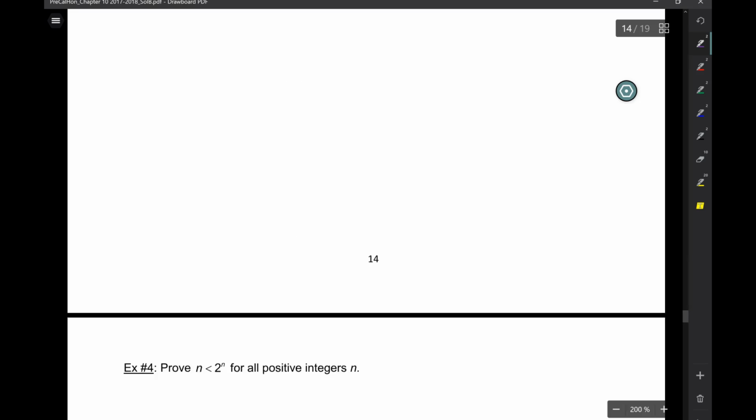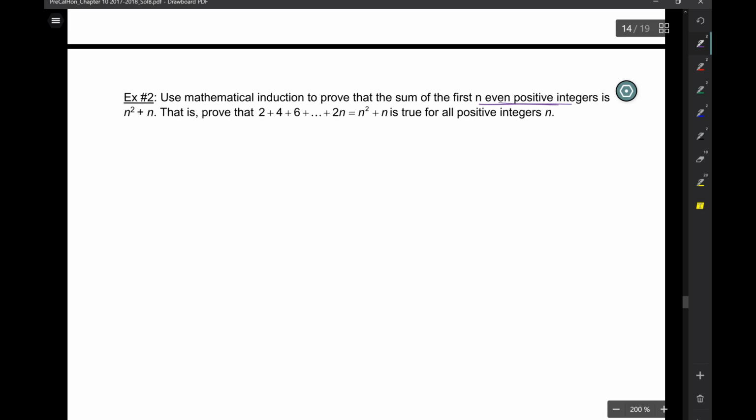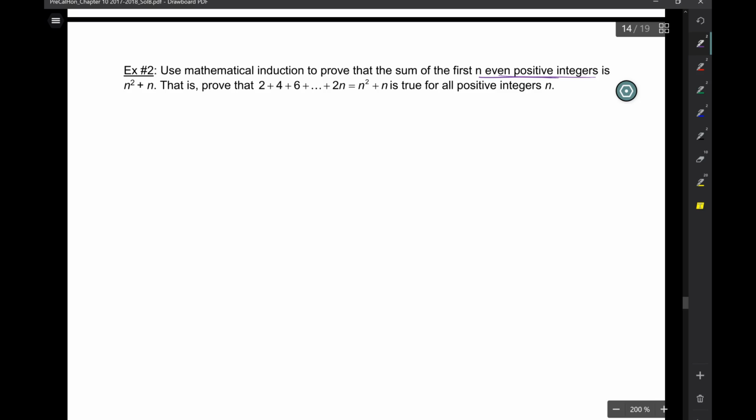Okay, so prove that the sum of the first n even positive integers is n squared plus n, meaning 2 plus 4 plus 6 plus ... plus 2n is n squared plus n. Yeah, that'd be nice. Okay, so let's explore a little. If, let's say, n equals 4, I get 2 plus 4 plus 6 plus 8 equal to n squared plus n, 4 squared plus 4. Well, 2n is just the last term.